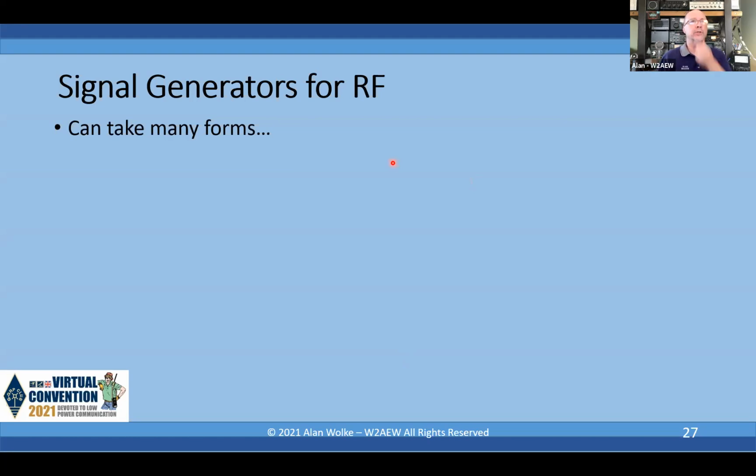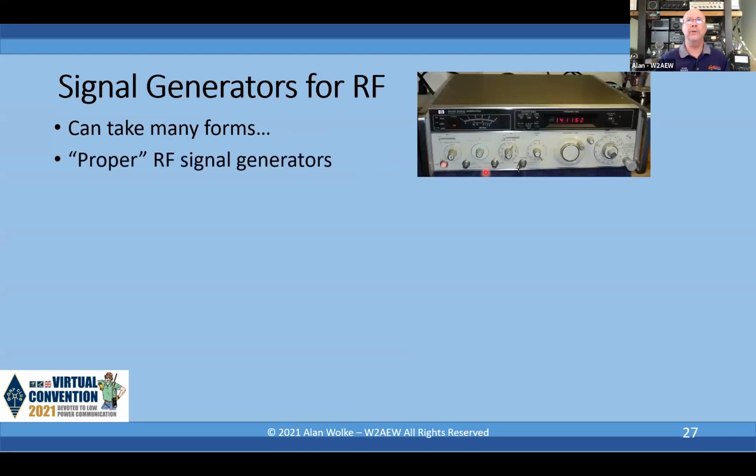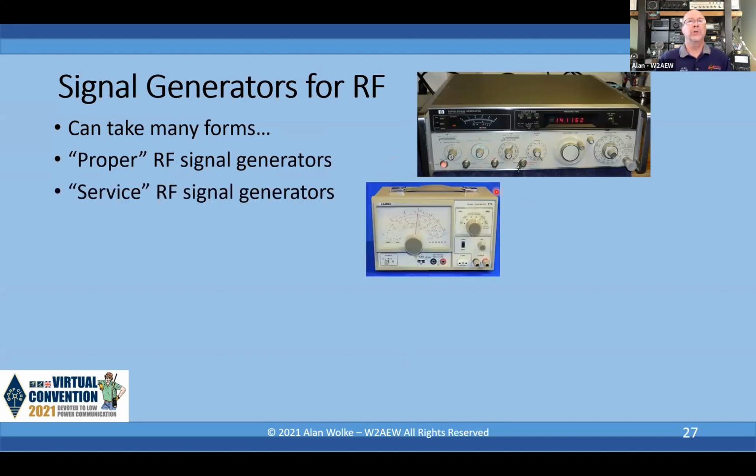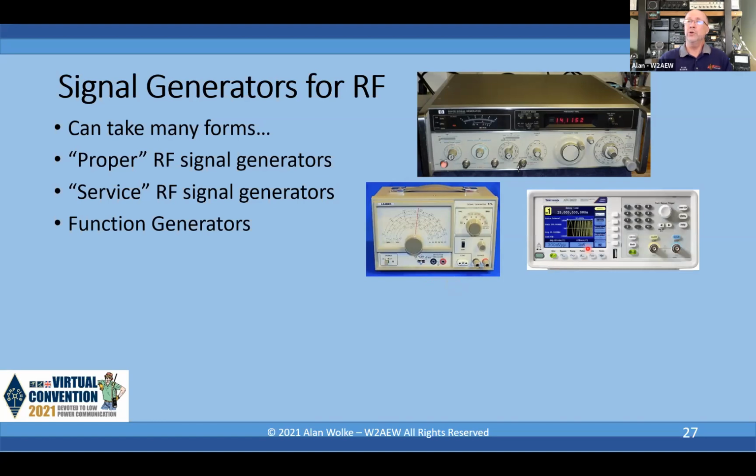Okay, so signal generators for RF. It can take many forms, okay? So there are your proper RF signal generators, like lab-based signal generators, something like this, was it an 8640? I can't remember the number of that. Of course, there's also what I would call service grade RF signal generators, like these guys here. You see the same exact generator with a dozen different manufacturers on it, but they're also quite usable. Also, function generators. Don't overlook function generators. They oftentimes can serve your RF needs pretty well, particularly at HF frequencies.